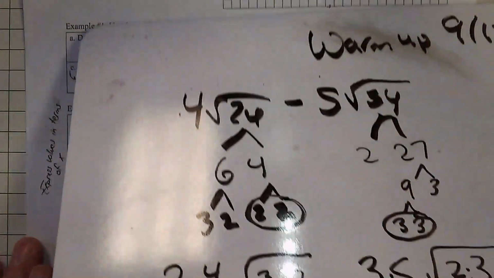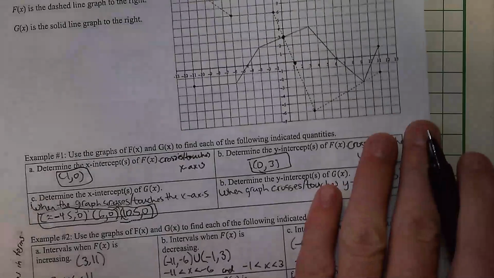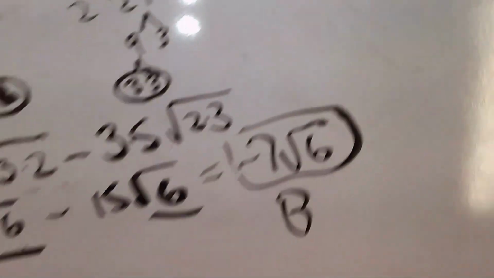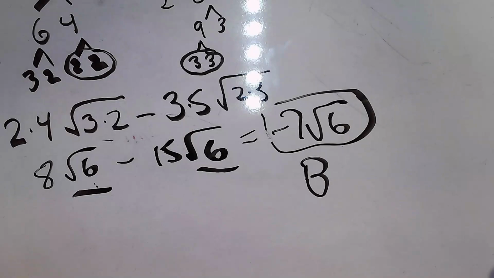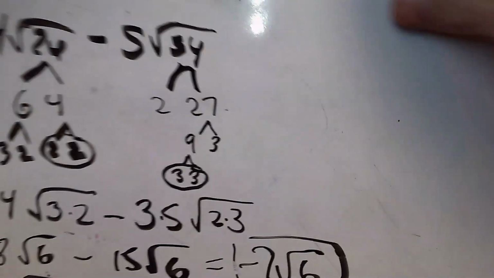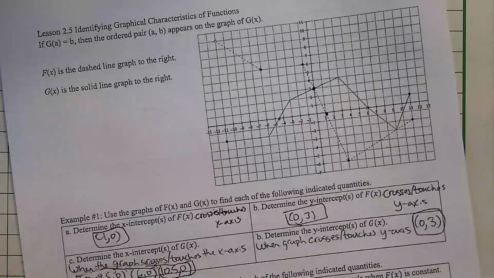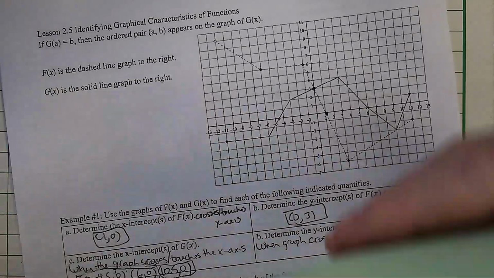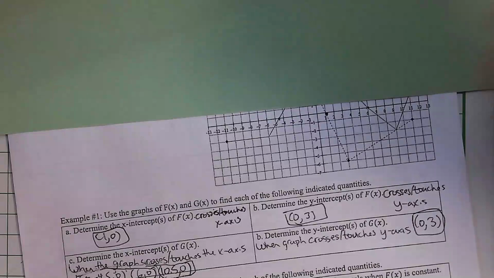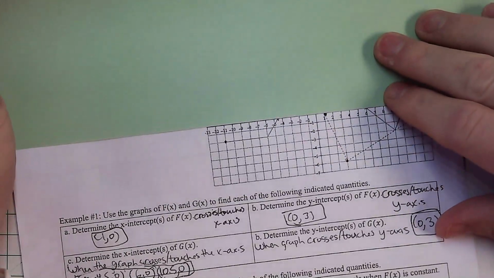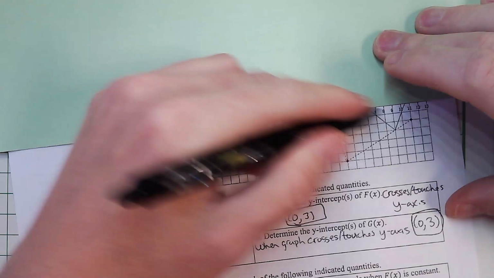I want to know when it's below the x-axis. So I want to know when this dash went. So I'm going to cover up the top of the x-axis. Oh my gosh, you can't even see that. Let me get a piece of paper. I'm sorry. I need to know when it's below the x-axis, so I'm going to cover up the top of the x-axis.